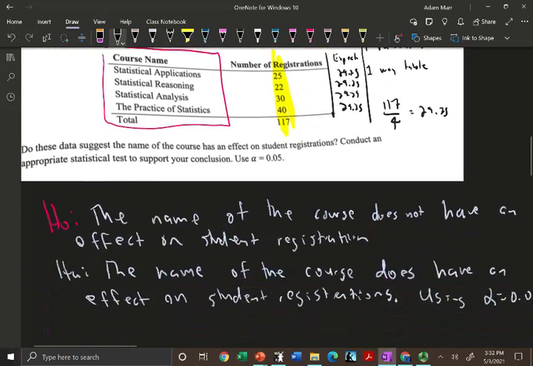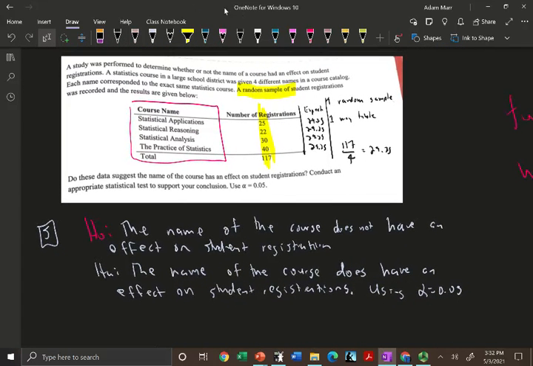Now, when you're doing the calculator stuff for goodness of fit, well, actually, let's do the null hypothesis first. It says, does the data suggest the name of the course has an effect on student registrations? So we can just kind of parrot that. The null: the name of the course does not have an effect on student registrations. And the alternative: the name of the course does have an effect on student registrations, using alpha equals 0.05. Make sure for the plan, the first thing you say is that we're talking about a chi-square test for goodness of fit, G-O-F.